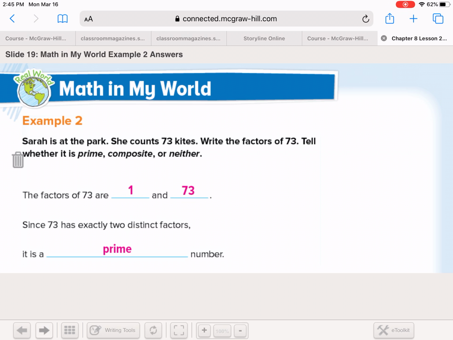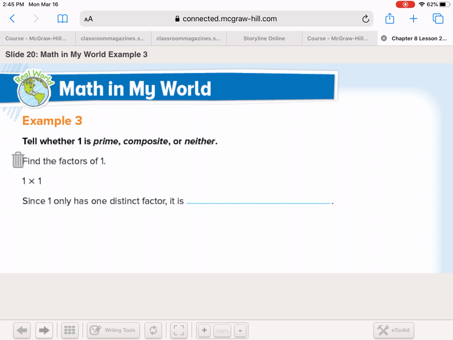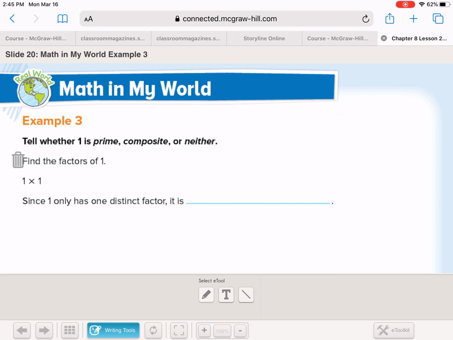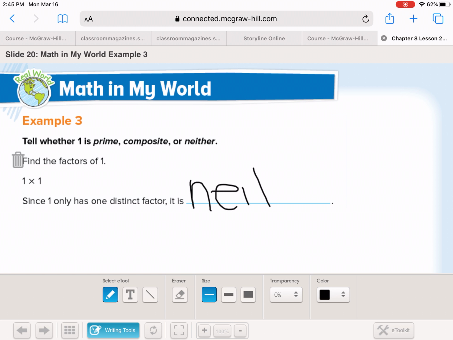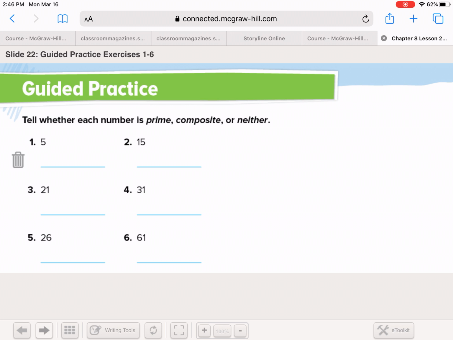Let's look at example 3. Find the factors of 1. Oh, they're trying to trick you already. Since 1 only has 1 distinct factor, it is neither. All right. We're all good? Okay, neither prime nor composite. Okay, here's our guided practice, guys. We've got through this very quickly.